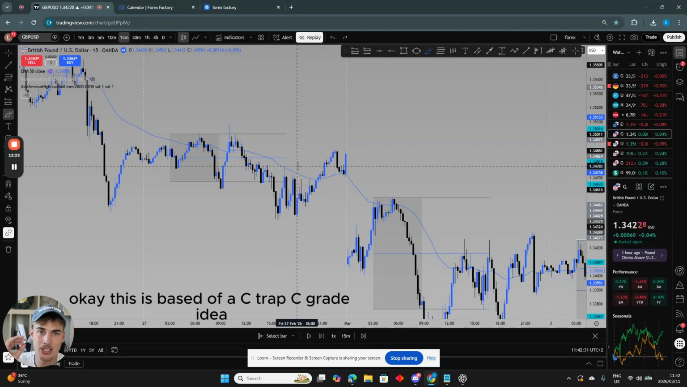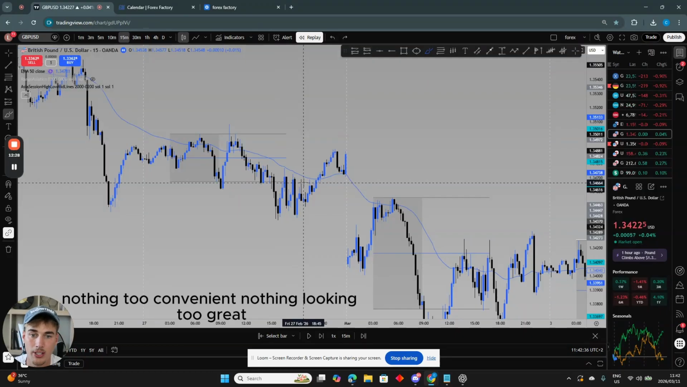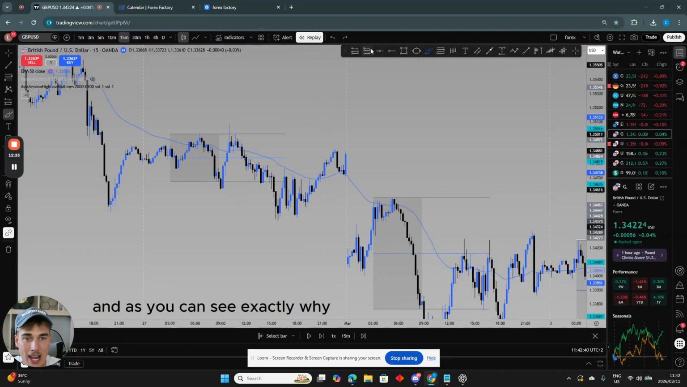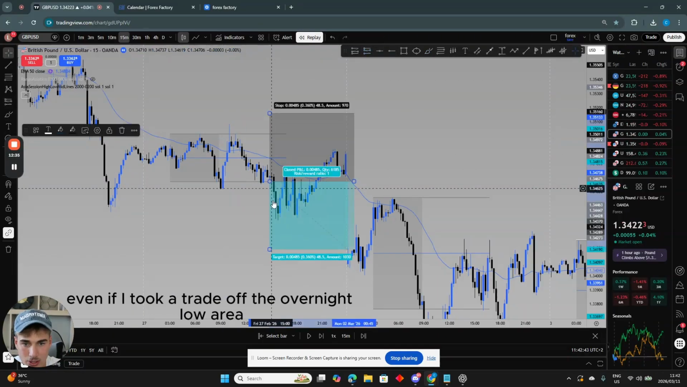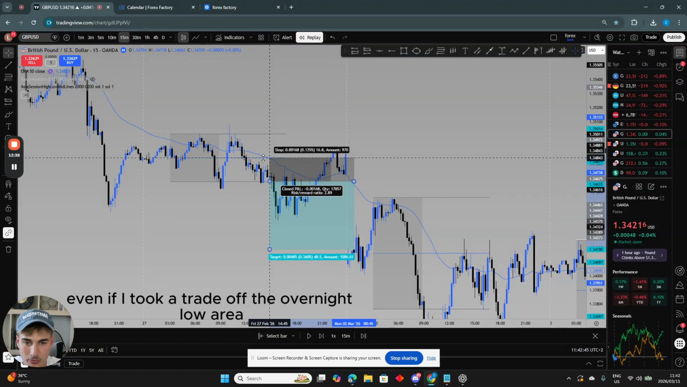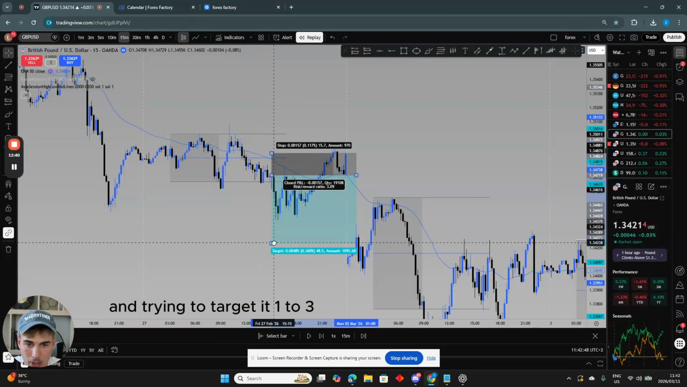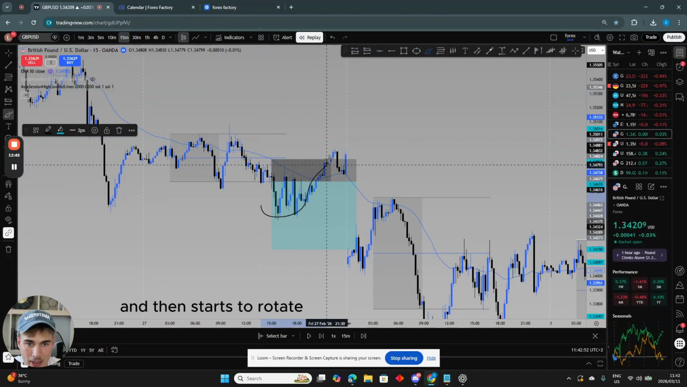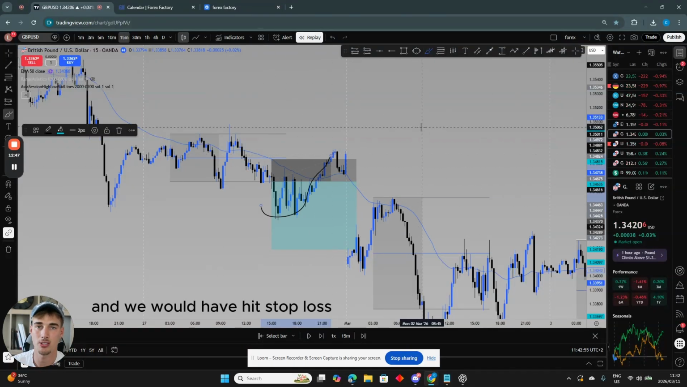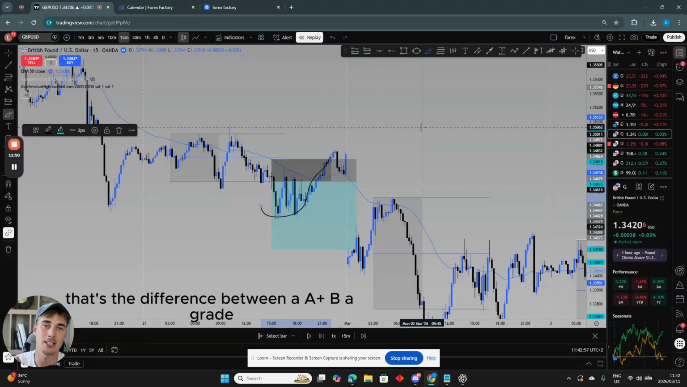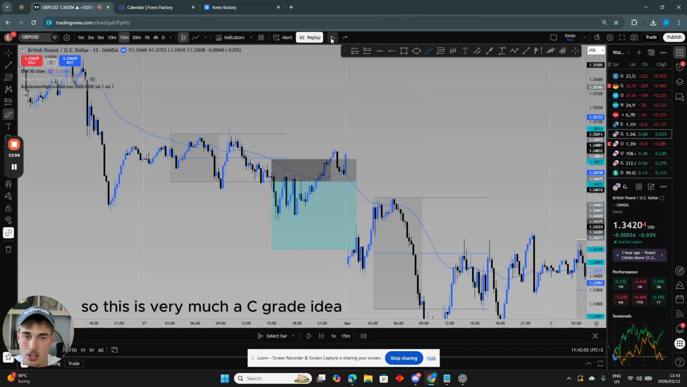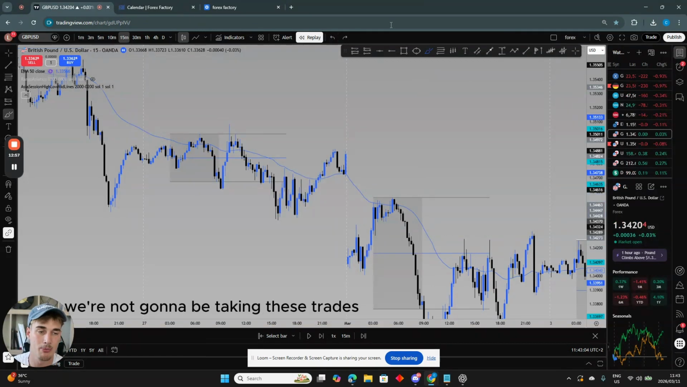Okay, this is based off a C grade idea. Nothing too convenient, nothing looking too great. I'm not going to be taking this idea, and as you can see exactly why. Let's see, even if I took a trade off the overnight low area, putting my stops below that level and trying to target at 1 to 3, can you see it literally hovers at this point and then starts to rotate, and we would have hit stop loss. That's the difference between an A plus, A grade, B plus, B grade idea compared to a C. So this is very much a C grade idea. We're not going to be taking these trades.